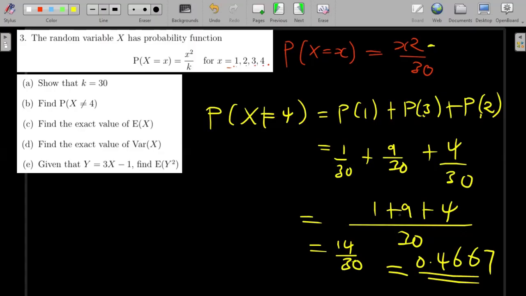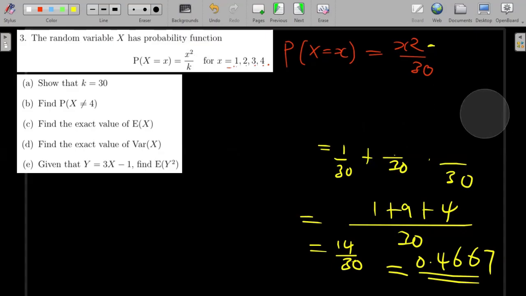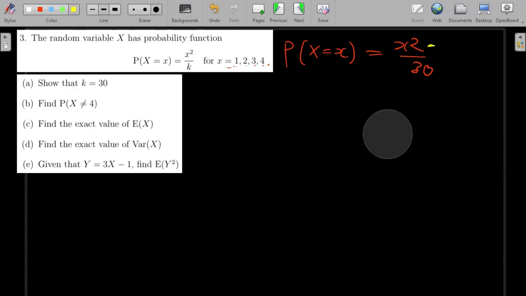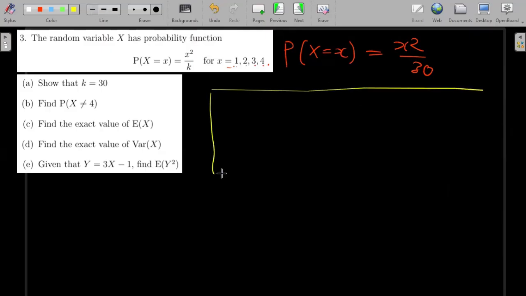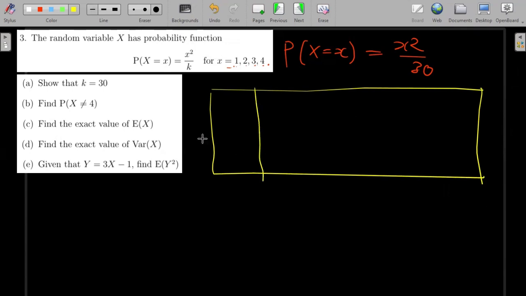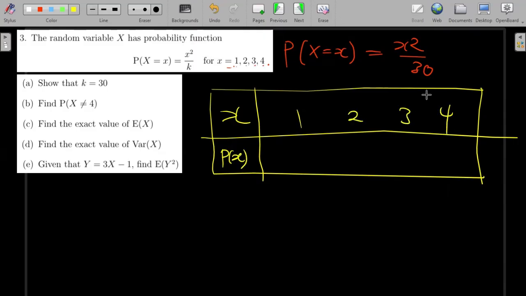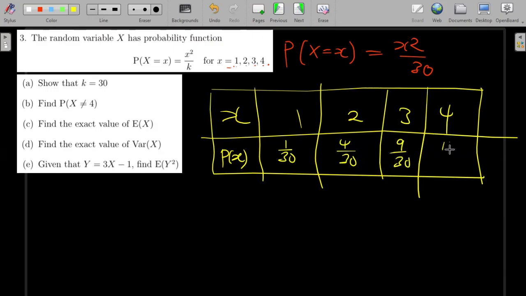And then I'll find the exact value of the expected value of x. So there we can come up with a diagram. So we're going to say, let this be our probability distribution in tabular form. So I have x, and then I have the probability of this x. So 1, 2, 3, and then 4. So what is the probability of 1? Just replace where there's x squared, we put 1. So that is 1 over 30. This one here is 4 over 30. This one here is 9 over 30. This one here is 16 over what?